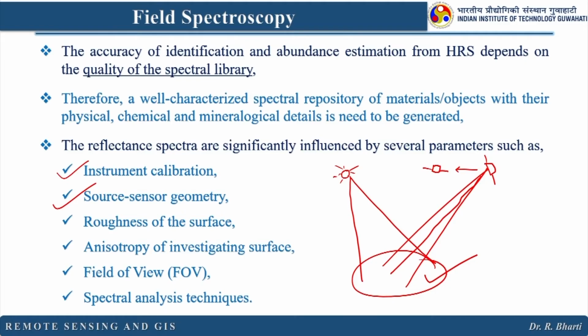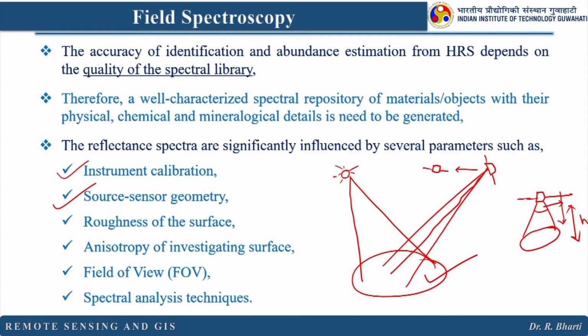In addition, the field of view, because here we are talking about field spectroscopy. So, here you have a certain field of view which can be used, and then accordingly you fix this height, so it will cover your target. In case you increase the height, then it will cover more than your object and you will end up analyzing the wrong object, right, or maybe the mixed spectra. So, that is why it is very important to take care of this source sensor geometry.